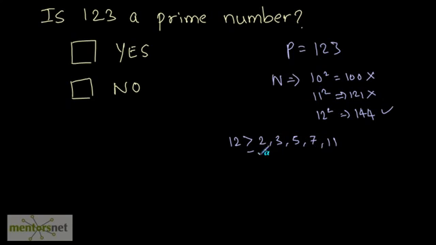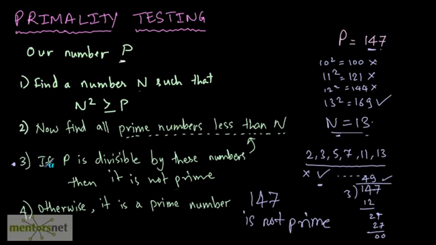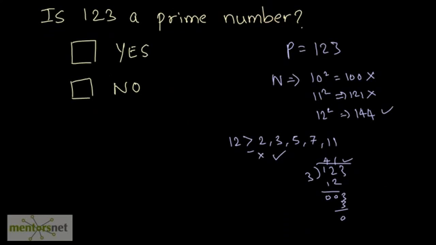Is it divisible by 2? It's not divisible by 2 because it's an odd number. Is it divisible by 3? So 123 divided by 3: 3 4s are 12, 3 comes down, 3 1s are 3. So again this number is divisible by 3. So is it a prime number? If p is divisible by any of those numbers, then it is not a prime number. So from our steps, we found out that 123 is not a prime number. The answer to this question is no, it is not a prime number.